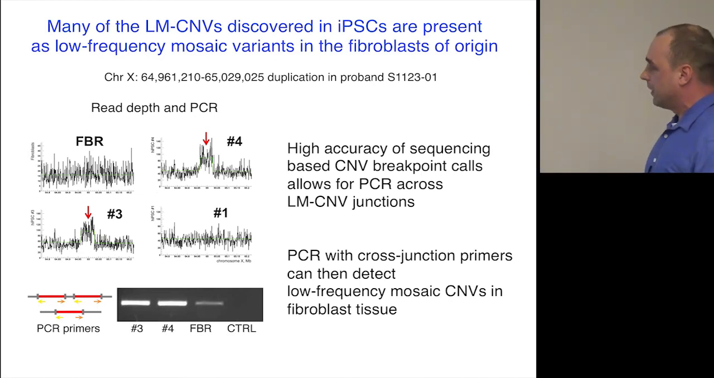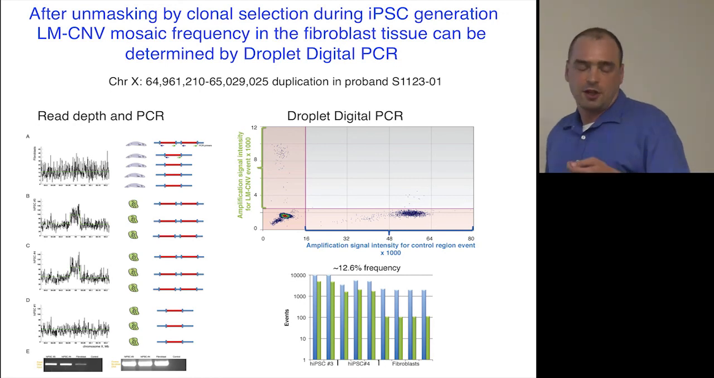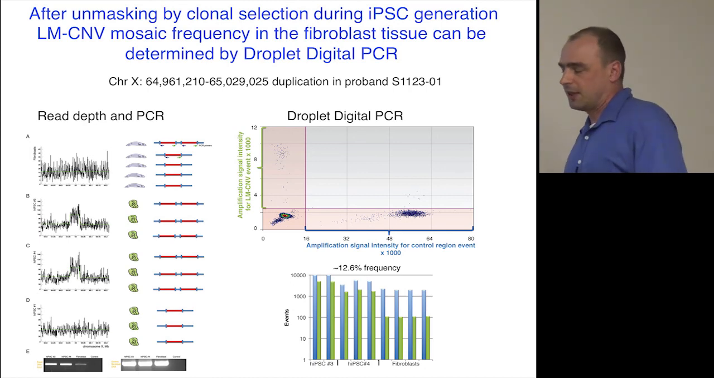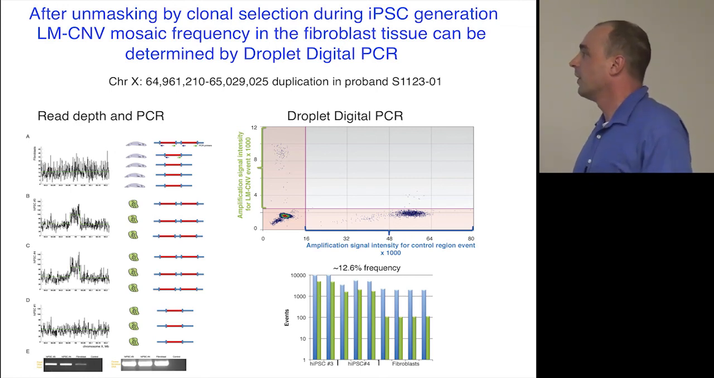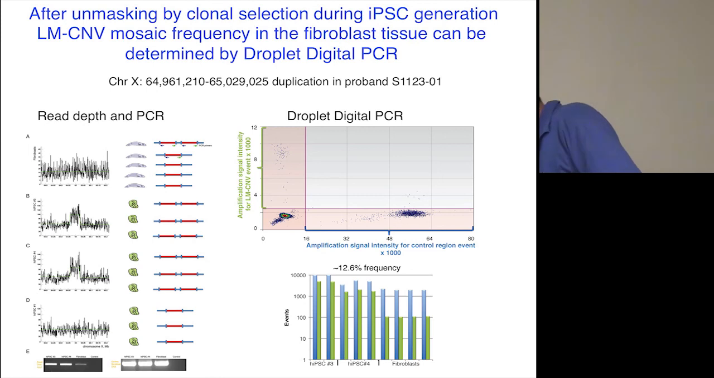So this is where ddPCR came into play, and now we wanted to know, can we actually quantitate the exact frequency, or as exact as possible, of a given LM-CNV in the somatic fibroblast tissue, or at least the low passage fibroblast culture. We've already heard a lot about how digital droplet PCR works, so I don't need to repeat that. This is the same case again that I just mentioned, with three derived lines from one fibroblast tissue showing the exact same CNV in two of the lines.